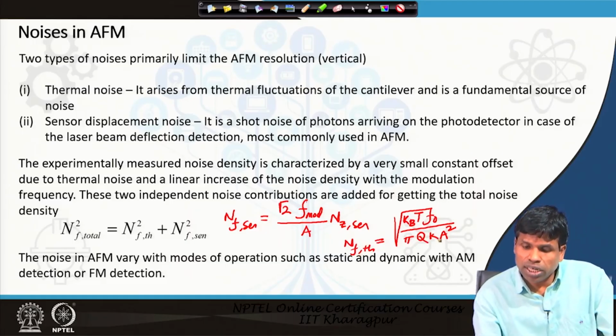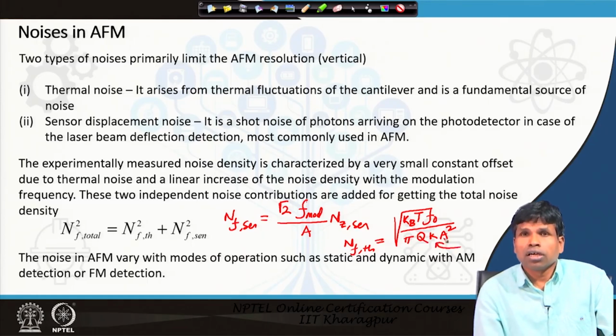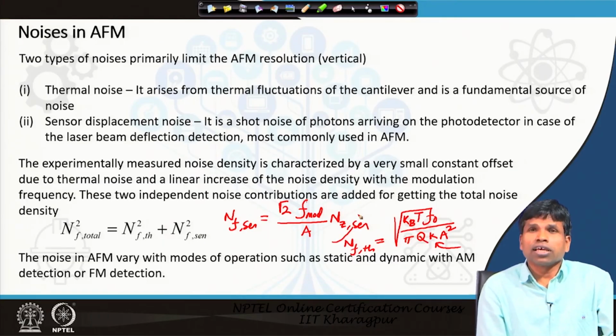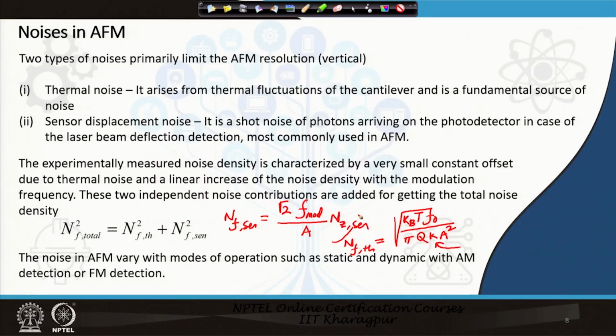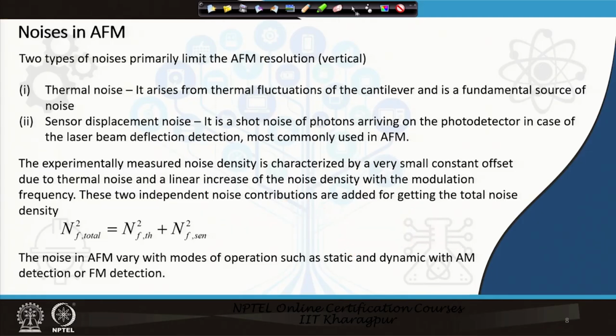In addition, if we look at this formula, in the bottom part we have the spring constant. In order to increase the force sensitivity, the spring constant value is supposed to be small. When the spring constant value is small, you see the noise is increasing. So that is another problem. To increase the force gradient sensitivity, we prepare a cantilever which has a small k value, but here it acts in the opposite direction. So these will play a role in the noises in the AFM.